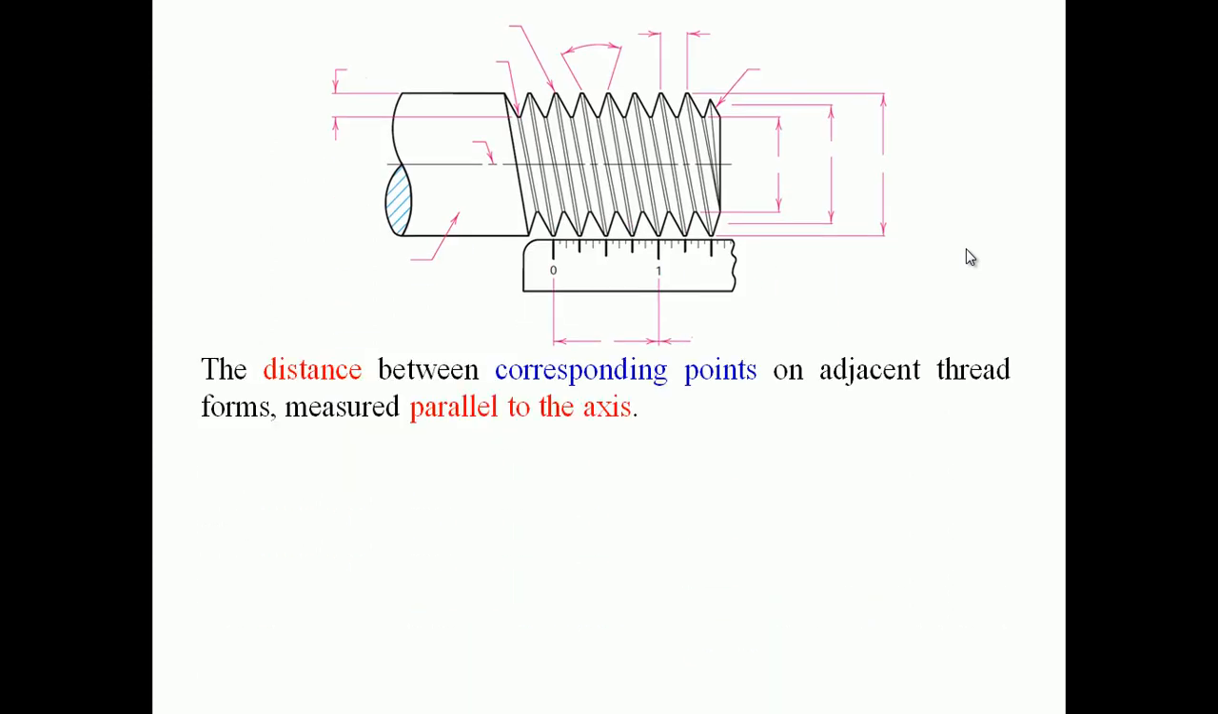Next one, the distance between corresponding points on adjacent thread forms. It's a very important term. You used to ask me so many doubts on this: what is P? It's pitch. So for better understanding, the distance between corresponding points on adjacent threads, measured parallel to the axis, is known as pitch.